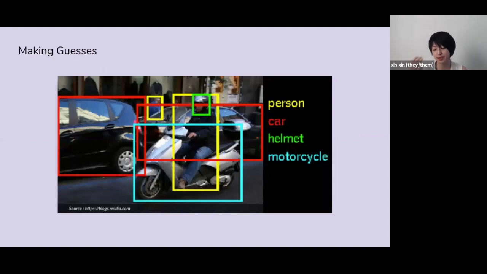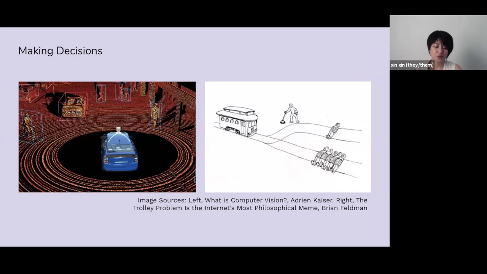The final step that comes out of this oftentimes is the ability to make guesses for the computer. So being able to distinguish where a person begins and where a helmet ends, and where a road begins and where the motorcycle ends, is what a lot of computer vision study and research goes into.